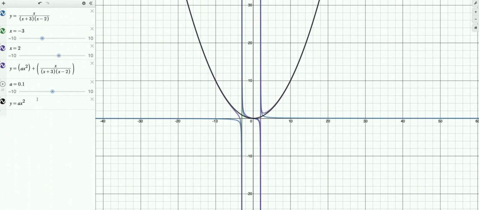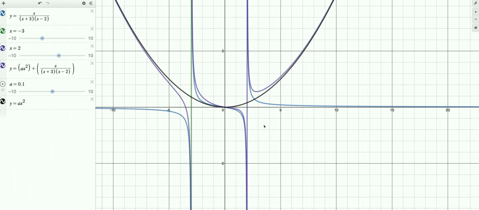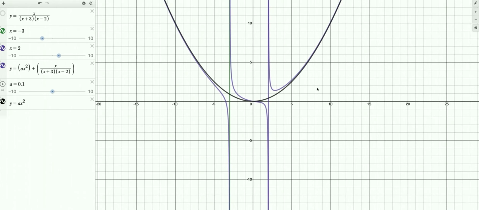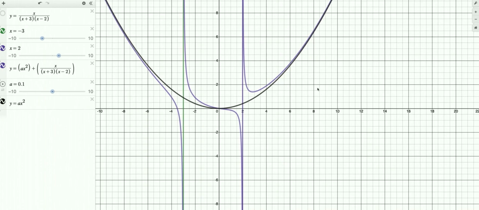Okay? Let's zoom in too. Okay? Let's pull this off. There we go. Okay. Notice it's the same general shape though. Okay. This is what? This is my asymptote. This is my parabola.